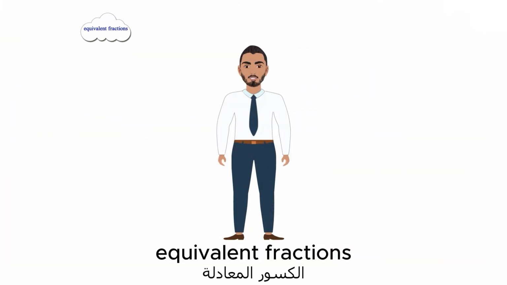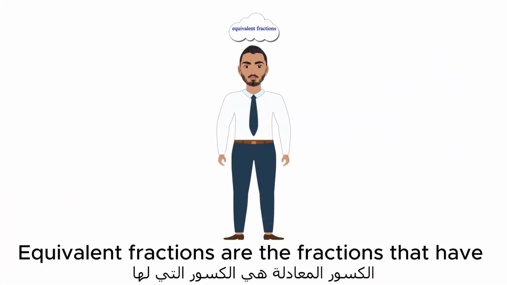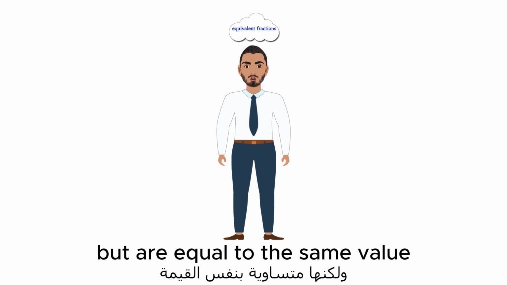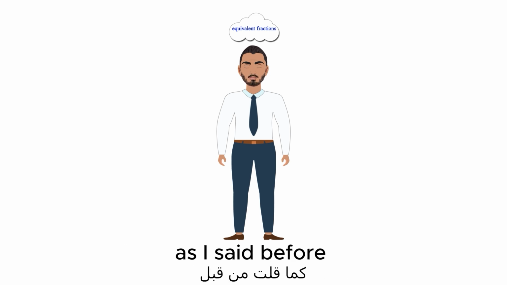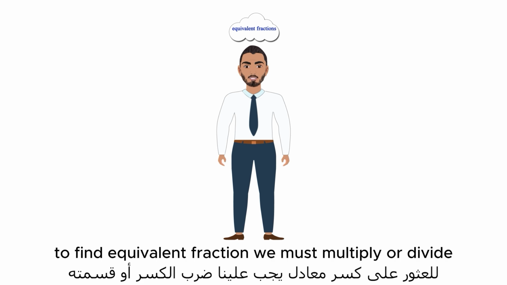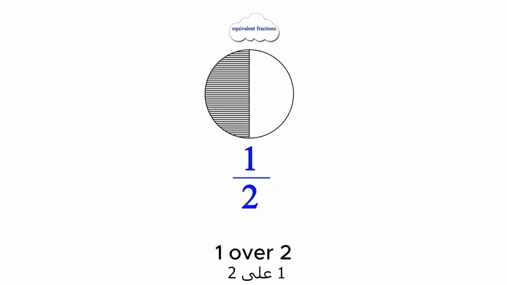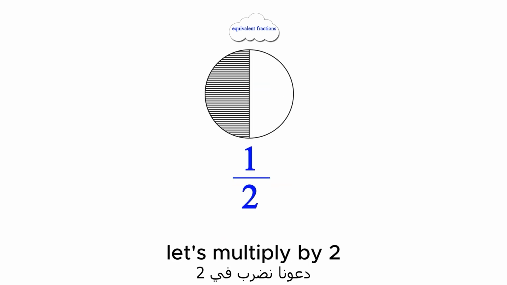Equivalent fractions. Equivalent fractions are fractions that have different numerators and denominators, but are equal to the same value. As I said before, to find equivalent fractions we must multiply or divide the fraction by any number. Example, 1 over 2, let's multiply by 2.